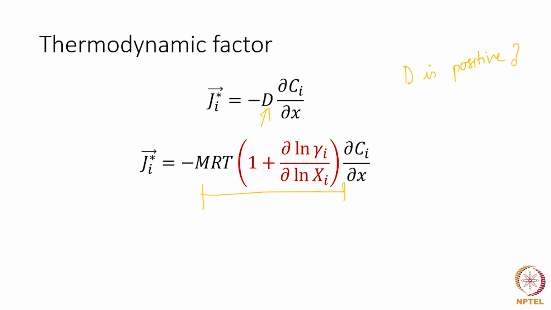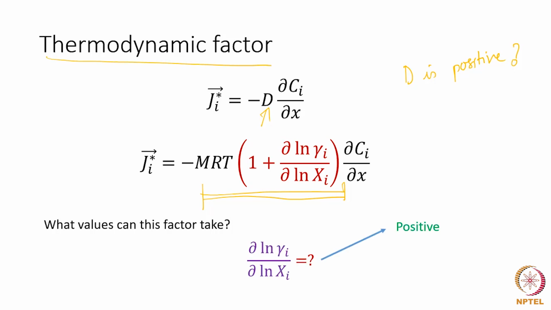Normally we write Fick's law and say that D is positive, but it's not obvious here, because we see that it's a combination of so many terms and it's not very clear whether it's always positive or not. What kind of values can this factor take? This entire quantity, in red, is called the thermodynamic factor, and this factor can take a positive value, a 0, or a negative value, and depending on which value it takes, the diffusion is going to be called by different prefixes.